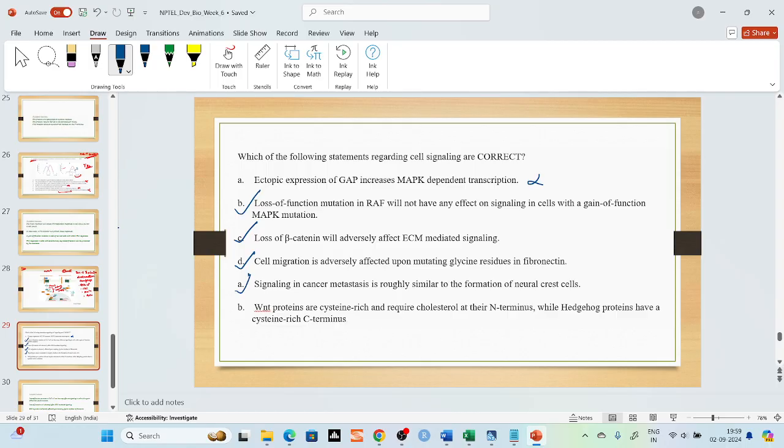Then, Wnt proteins are cysteine rich and require cholesterol at their N terminus, while hedgehog proteins require a cysteine rich C terminus. No. Hedgehog proteins require cholesterol, whereas Wnt proteins require cysteine. So this is a wrong statement.